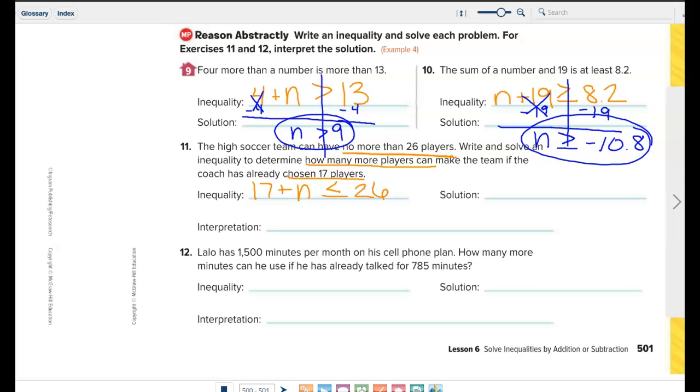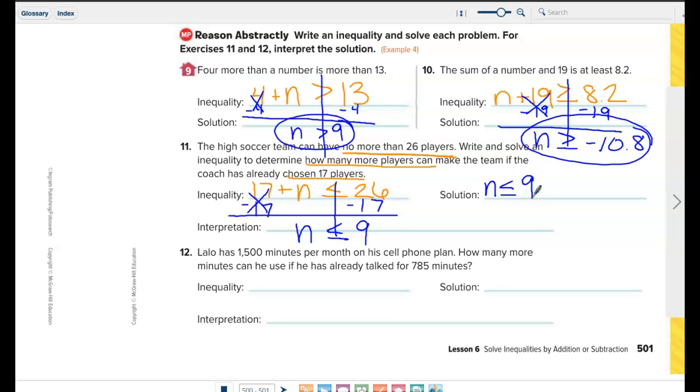We're going to draw a line down the middle to solve it. I always work on the side that has the variable. I have a positive 17 with that, so I'm going to have a negative 17 or subtract 17. This makes a 0 pair. I have n is less than or equal to 26 minus 17 is going to be 9. So my solution is n is less than or equal to 9.